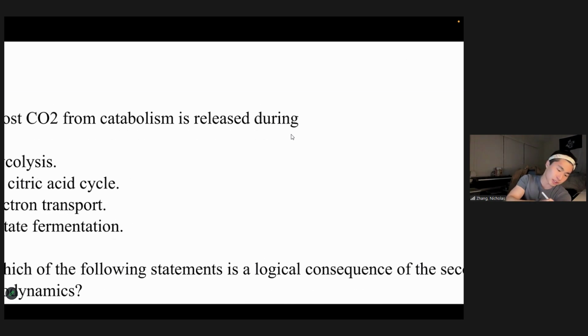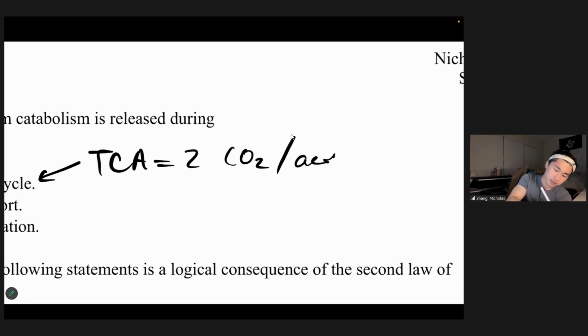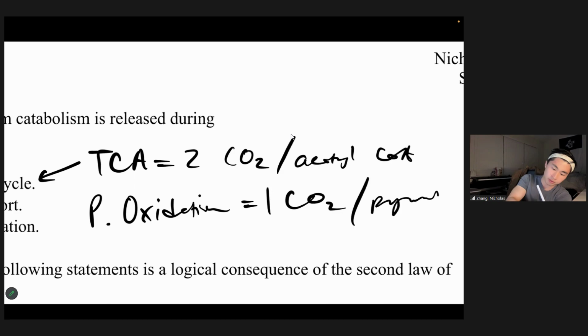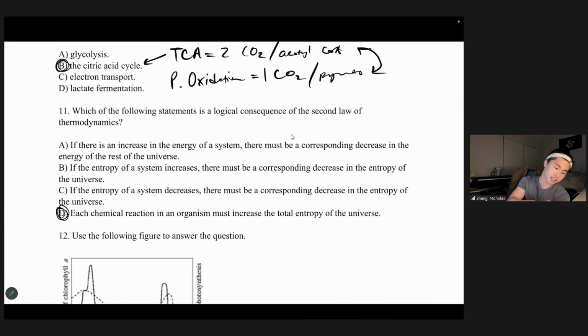That was a lot of words, so I'll just write it down here. The TCA cycle yields two CO2 per acetyl-CoA, and pyruvate oxidation yields one CO2 per pyruvate. These two go hand in hand because we get two acetyl-CoAs and two pyruvates from glycolysis, or from the oxidation of one glucose molecule. Cool. So the citric acid cycle is a good answer there.